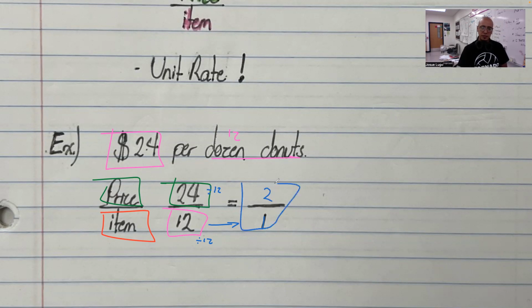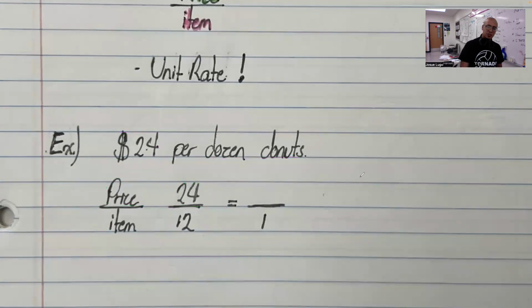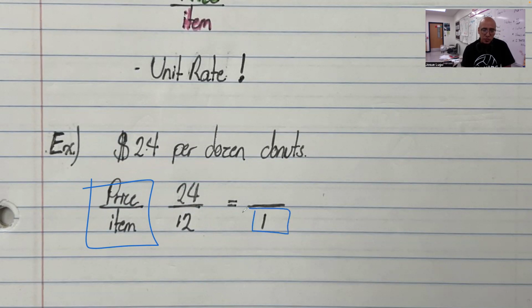$2 per donut. So as you can see, ladies and gentlemen, today's lesson is as easy as, number 1, identifying what you're comparing. Number 2, identifying what they're asking. In this case, we want to know the cost for 1, the unit rate, and setting it up in such a way that I can divide to get to that 1, and divide the other, in this case the price, by that same amount.